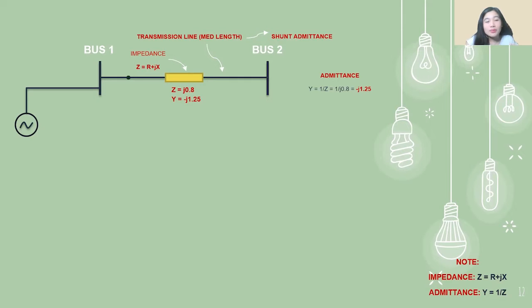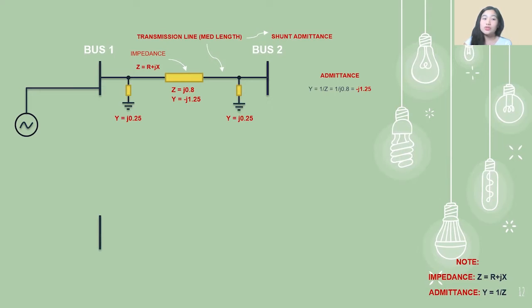Next, since sinabi natin that the transmission line in medium length has shunt admittance, we have to put our shunt admittance in this part. We have this admittance y equals j0.25 in bus 1 connected to bus 1. And we also have this shunt admittance connected to bus 2, which has the same value. And now we're not going to stop with 2 buses yet.